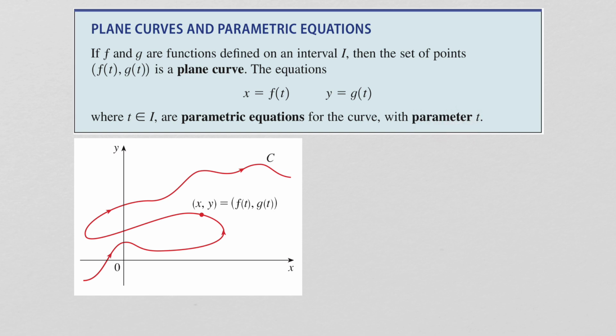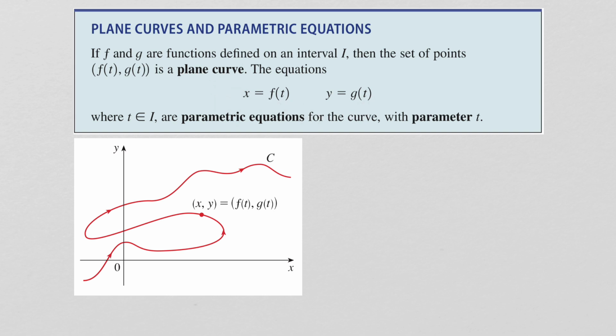So basically what we have is a set of points in the plane, as you can see here, and these points are determined by two independent functions, f of t and g of t. And so for a particular value of t, x will be equal to f of that value of t, and y is equal to g of that value of t. And together we get the point x, y, where x and y are defined in this way.